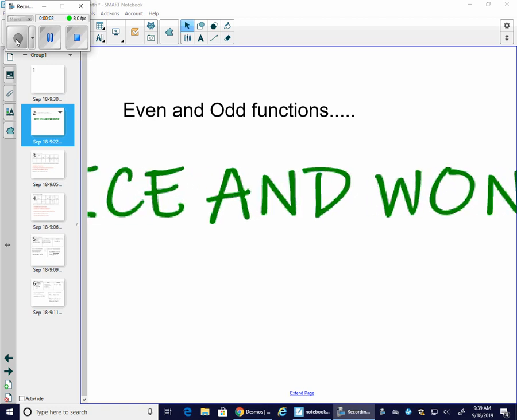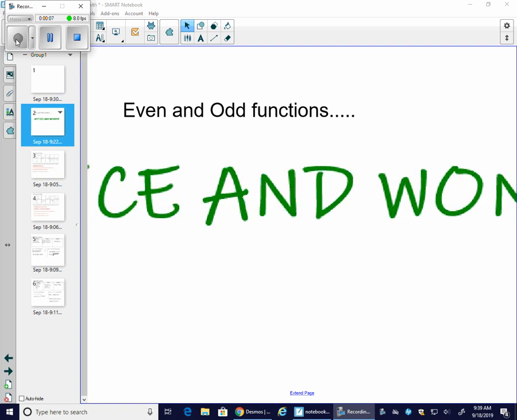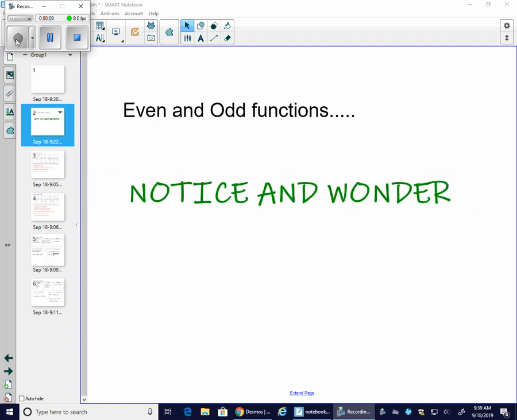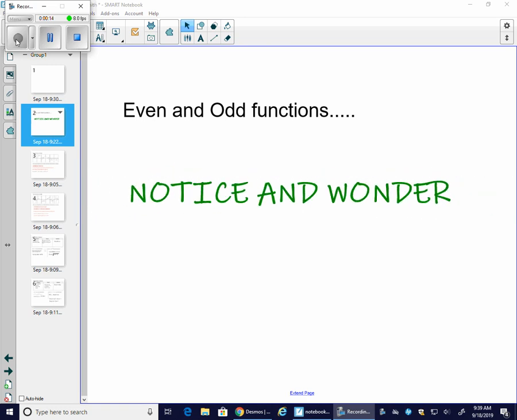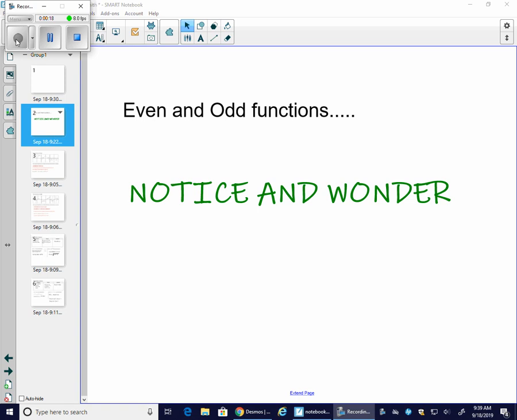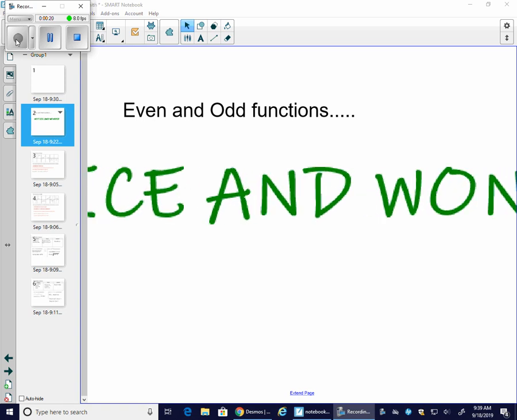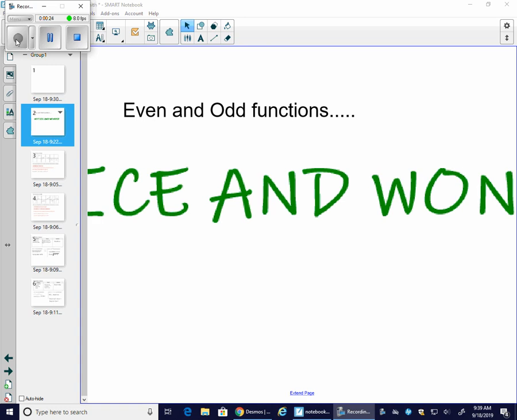We're going to be looking at even and odd functions, and we're just going to be noticing and wondering some of the differences between these two functions, and then summarizing what makes a function even, or what makes a function odd, or what makes a function neither even or odd. So first I'm going to start with clearing up a misconception.